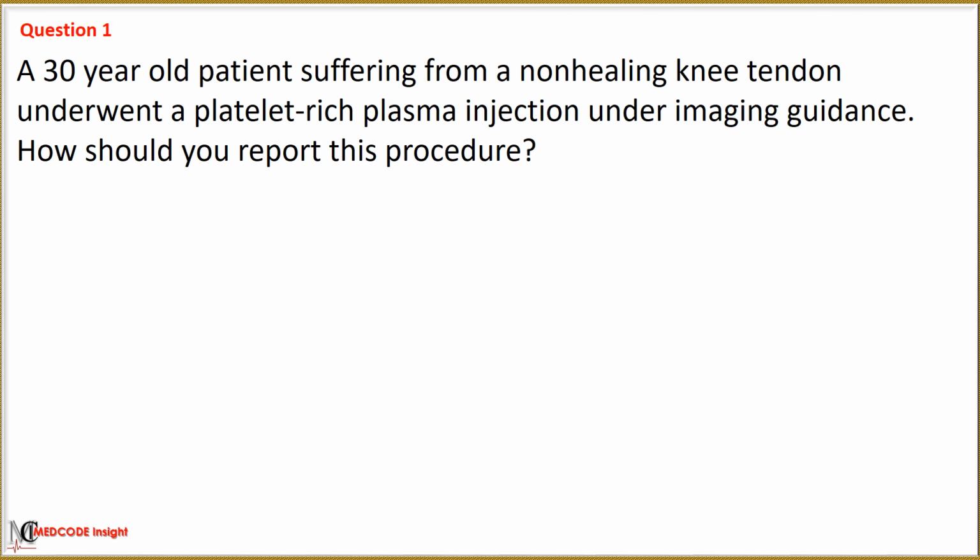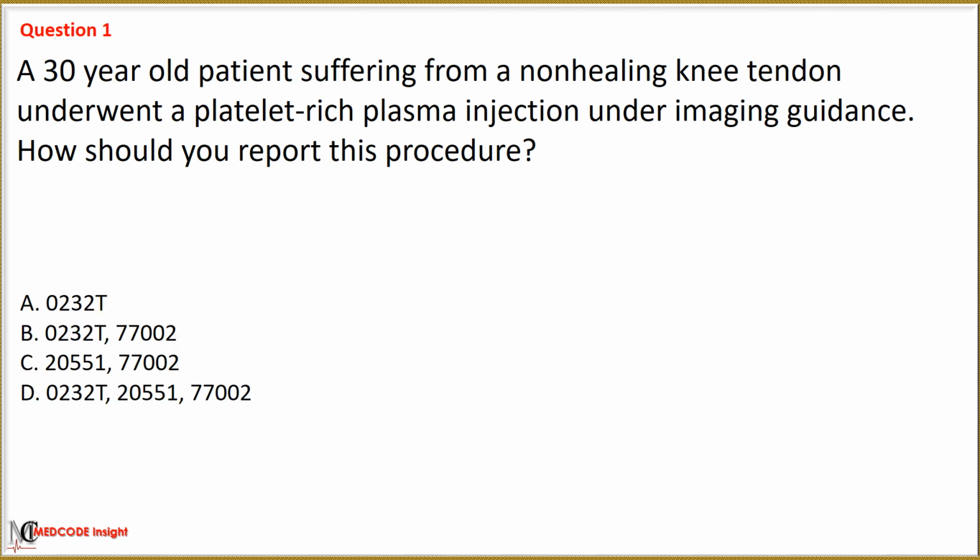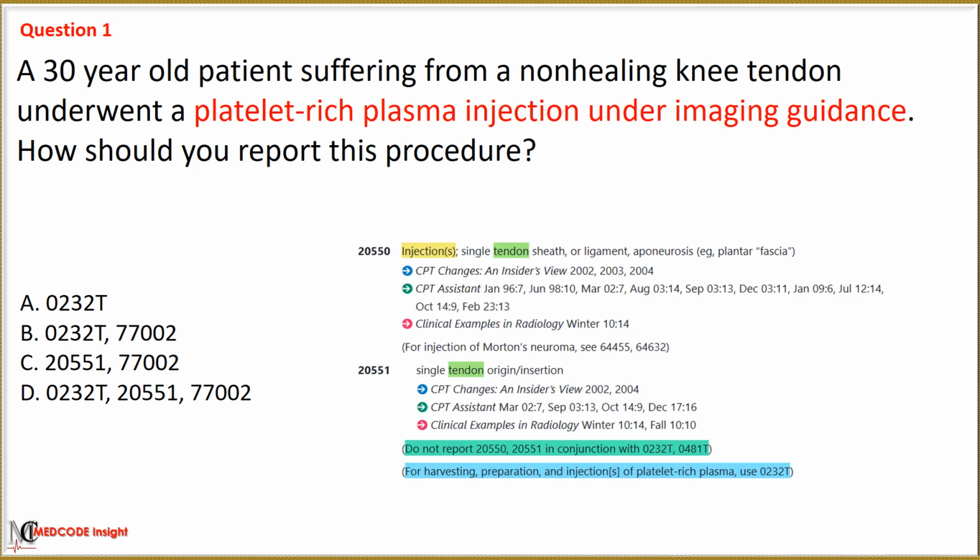A 30-year-old patient suffering from a non-healing knee tendon underwent a platelet-rich plasma injection under imaging guidance. How should you report this procedure? Option A with code 0232T, option B with code 0232T, 77002, option C with code 20551, 77002, option D with code 0232T, 20551, and 77002.